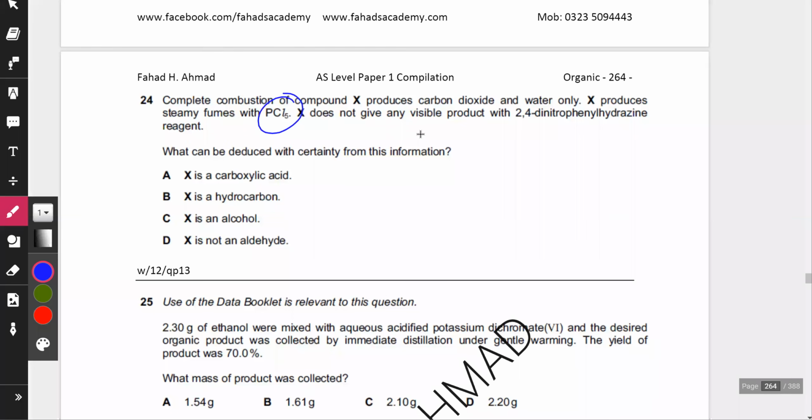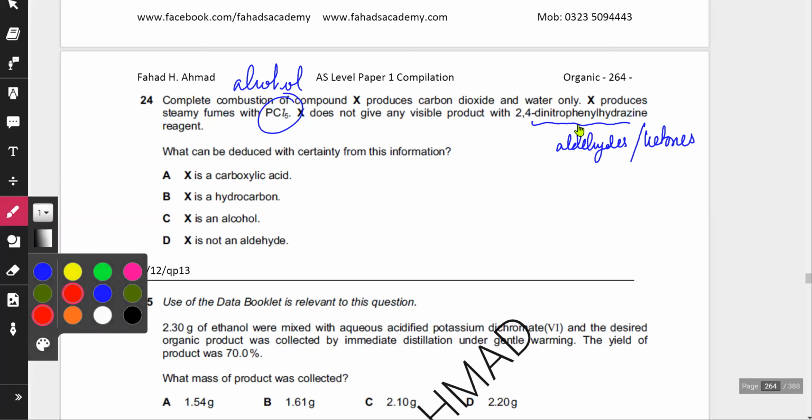So I'm going to go back, and I know that this is an alcohol because it's vigorously reacting with PCl5. It's forming steamy fumes. Now it says X does not give any visible product with 2,4-DNPH, which means that 2,4-DNPH was a test for the carbonyl group, for aldehydes and ketones. So what can be deduced with certainty from this information?